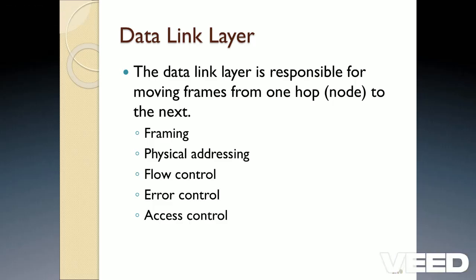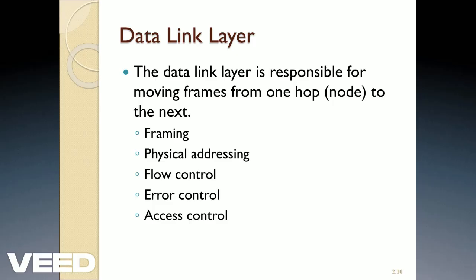Each device has to have a physical address. Each device needs an address to identify it, so we need physical addressing for each device. That physical addressing is handled by the data link layer. Next one, flow control. Flow control is mainly established in the data link layer from one hop to the next hop. Sender data rate and receiver data rate should be the same. Those control procedures are established by the data link layer.